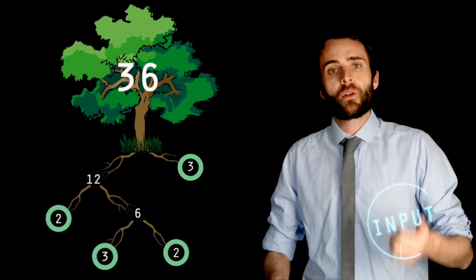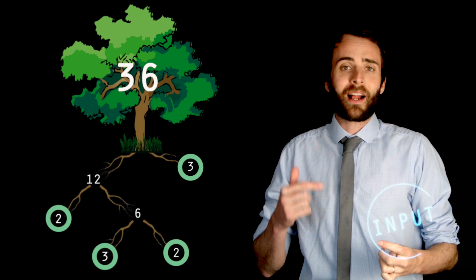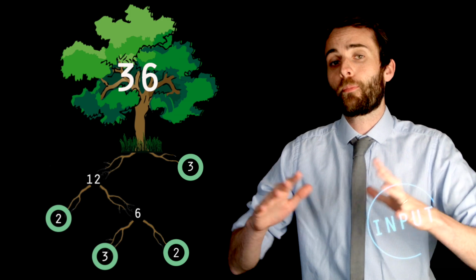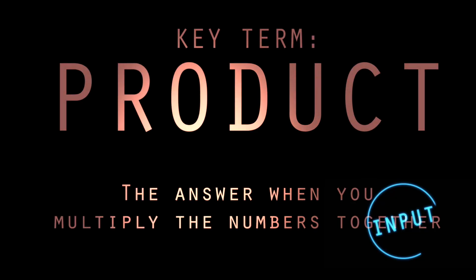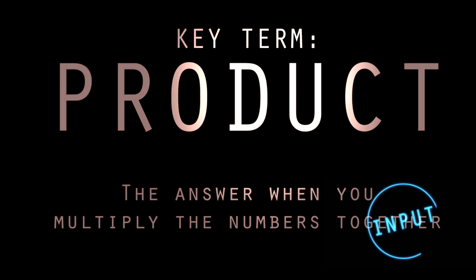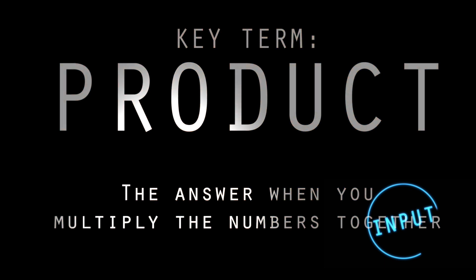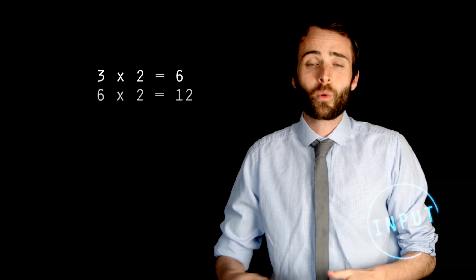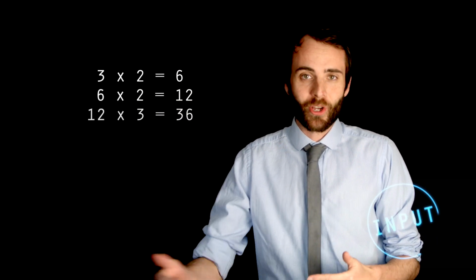We find ourselves with 3, 2, 2 and 3, and if we were to multiply these all together, i.e. find the product of them, then you'd see it equals our original number. 3 times 2 is 6, 6 times 2 is 12, and 12 times 3, 36.